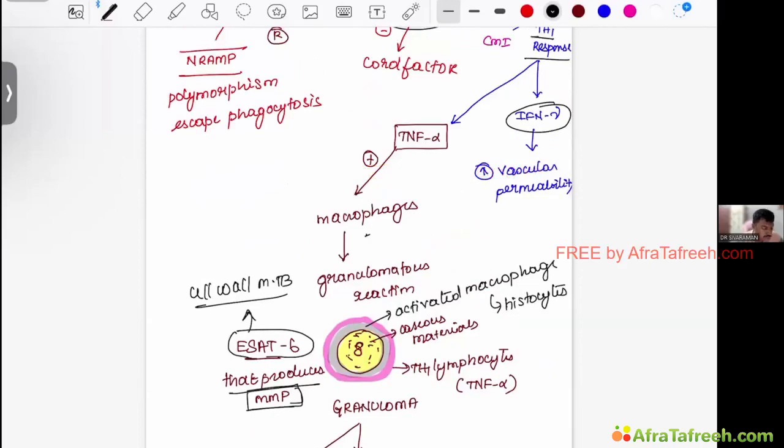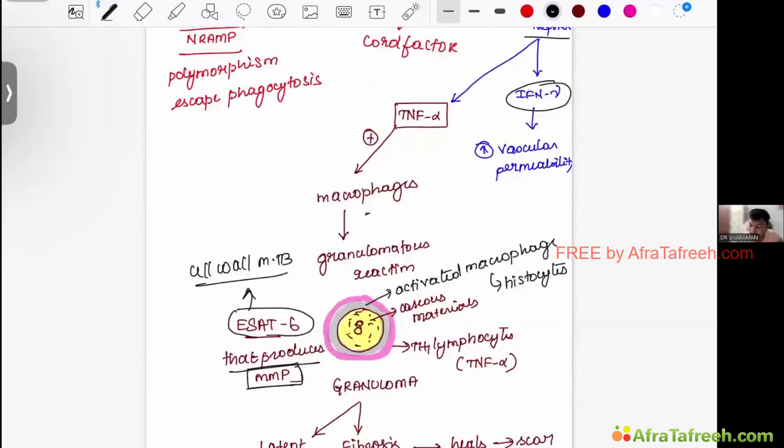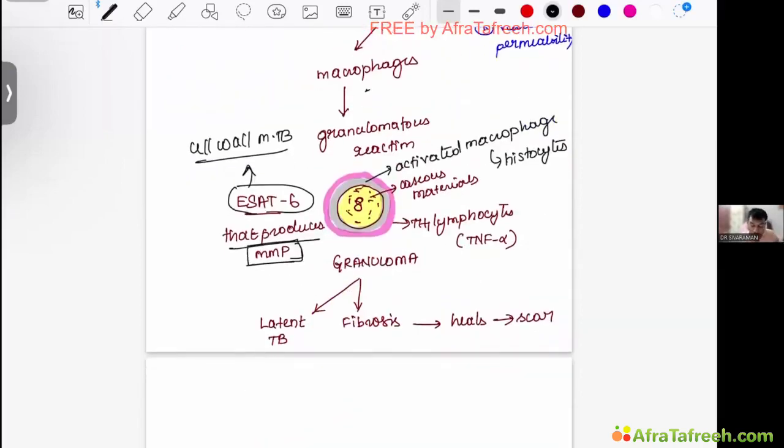Yes. Okay. So this is very, very important. This is how your body will try to produce a cascade of granuloma. Okay. So now you give TNF alpha inhibitor.